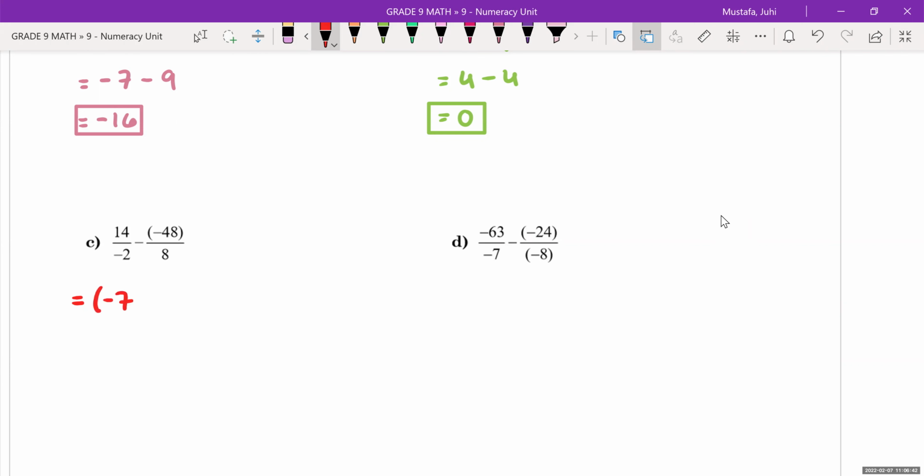Peyton, go ahead. What's 14 divided by negative 2? Negative 7. Excellent. And I'm going to keep that negative sign there. What's negative 48 divided by 8? Excellent. Now we need to clean up those two signs. So a negative and a negative make a positive. So it's going to be negative 7 plus 6. And then we have different signs. So subtract the numbers and take the sign of the bigger number. Very good. The final answer is going to be negative 1.